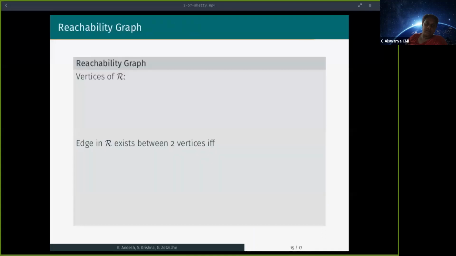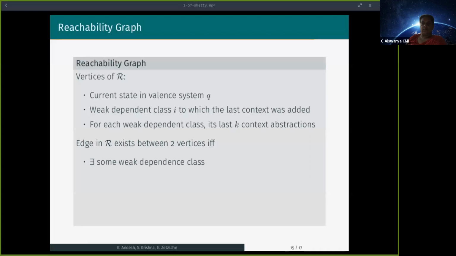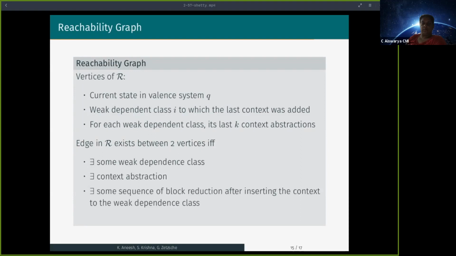Now we look at the overall description of the reachability graph. The vertices of the graph contain the current state in the valence system, the weak dependent class into which the last context was added, and for each weak dependent class, its last k context abstractions. The edge in the graph exists between two vertices if and only if there is some weak dependent class, some context abstraction, and some sequence of block reduction after inserting the context to the weak dependence class such that the result vertex is the next vertex.